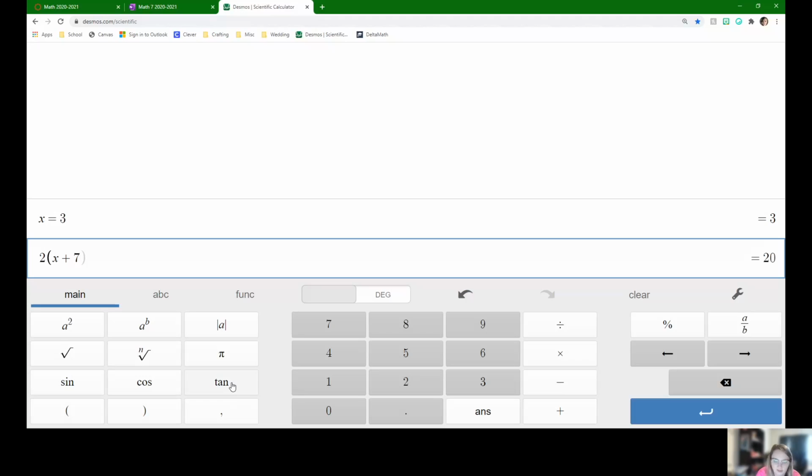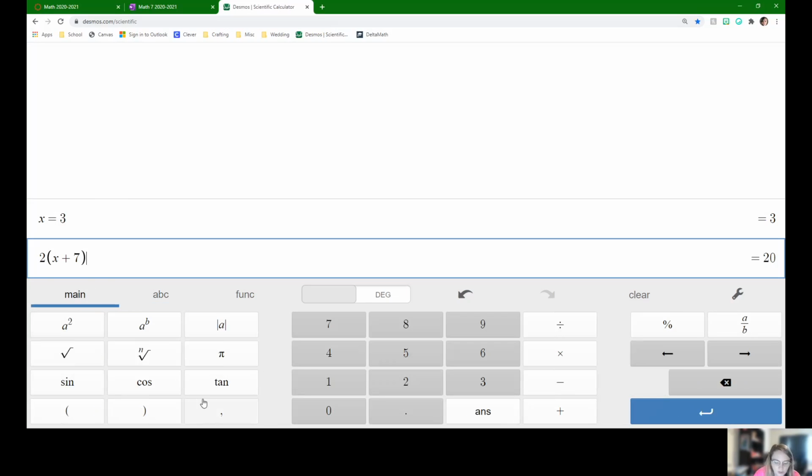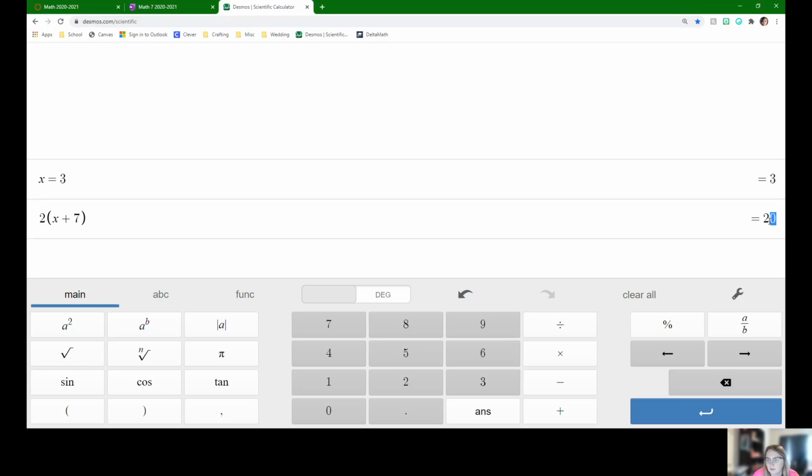Either use the buttons on Desmos, you can get the letters by going to ABC and the equal sign, or you can just type it right on your keyboard as I did. And we can see on the calculator, we also got the expression is equal to 20.